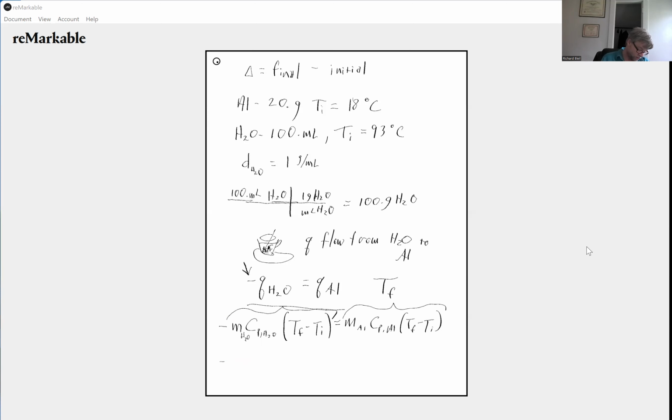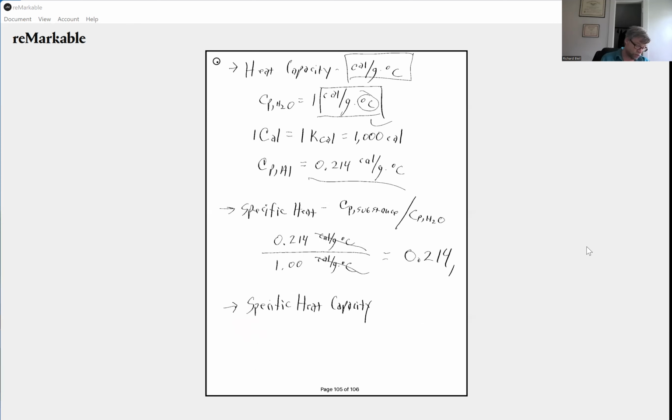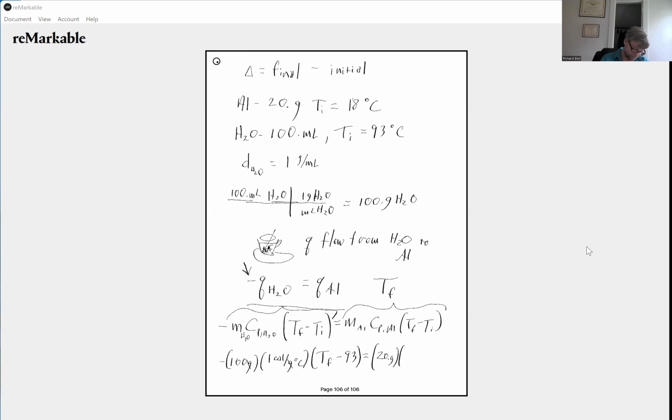So we have 100 grams of water. The grams cancel. We do not know the final temperature, but we do know the initial temperature, which we decided was 93. On the other side, we only have 20 grams of aluminum, with a heat capacity, we forget the heat capacity, 0.214 calorie per gram degree Celsius.